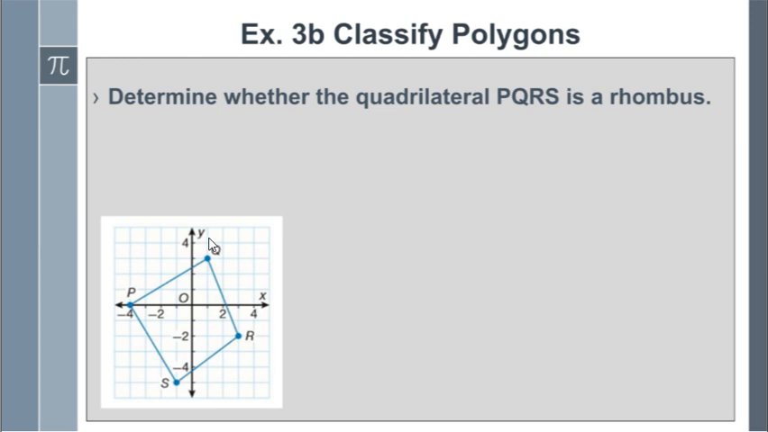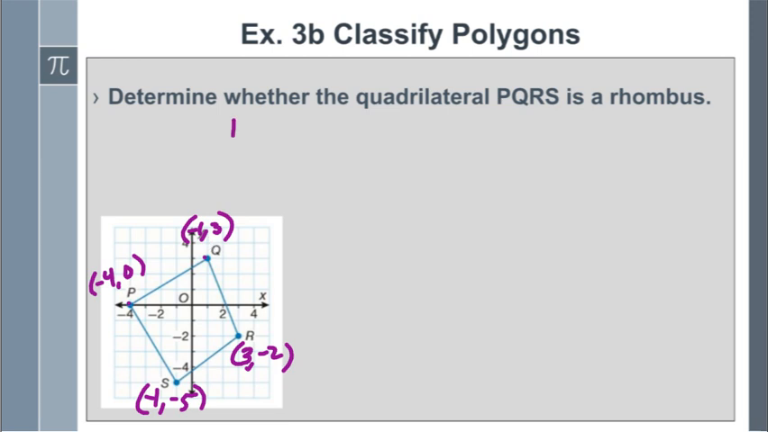So we're going to do the same thing, find the distance from P to Q. And in order to do that, we need our coordinates. So the coordinates here would be negative 4 and 0. For coordinate Q, we would have negative 1 and positive 3. R would be positive 3 and a negative 2. And S would be negative 1, negative 5.